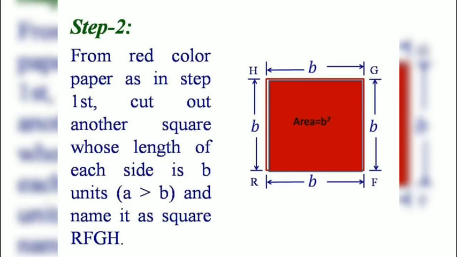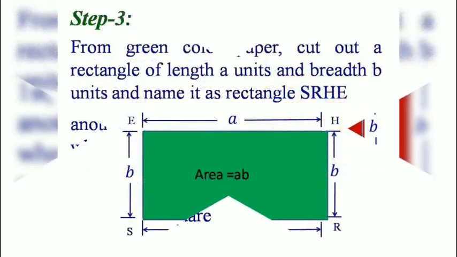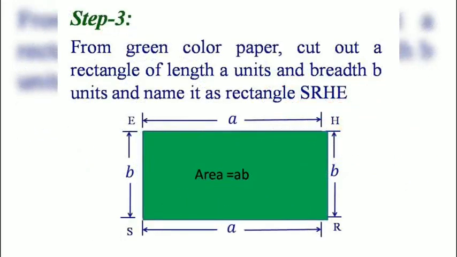Next step, step 3. From green color paper, cut out a rectangle of length a unit and breadth b unit and name it as rectangle SRHE. So here is the rectangle SRHE having length a unit and breadth b unit.